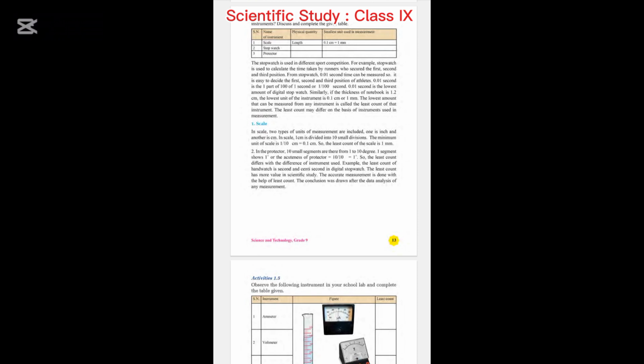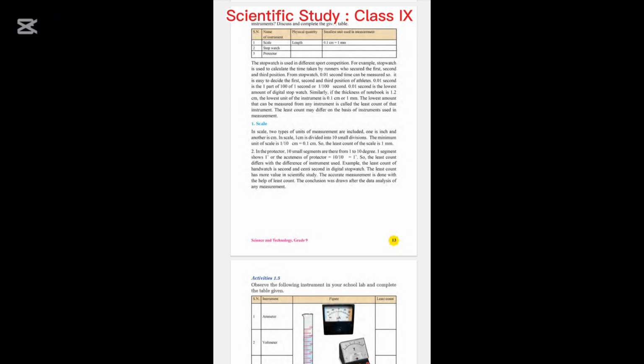Similarly, if the thickness of a notebook is 1.2 centimeter, the lowest digit unit is 0.1 centimeter or 1 millimeter. The lowest amount that can be measured from an instrument is called least count. Least count may differ on the basis of the instrument used for measurement. In a scale, two different types of units of measurement are included. One is inch and another is centimeter. In the scale, 1 centimeter is divided into 10 small divisions. The minimum unit of the scale is 0.1 centimeter. So the least count of the scale is 1 millimeter.